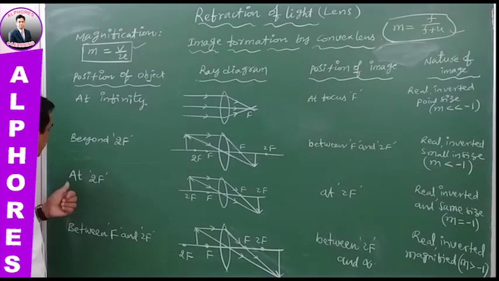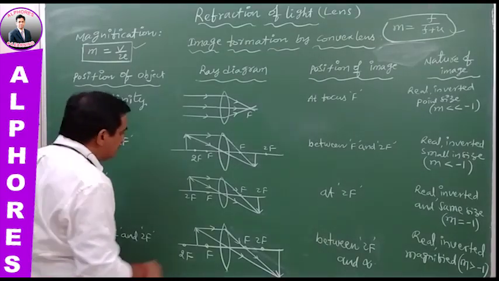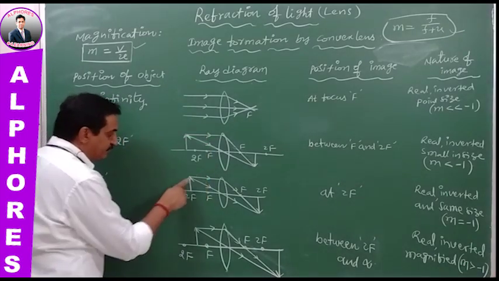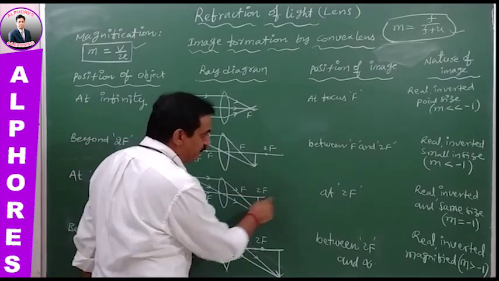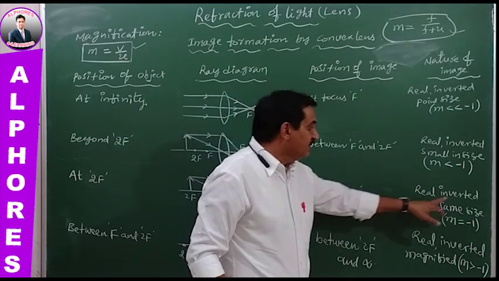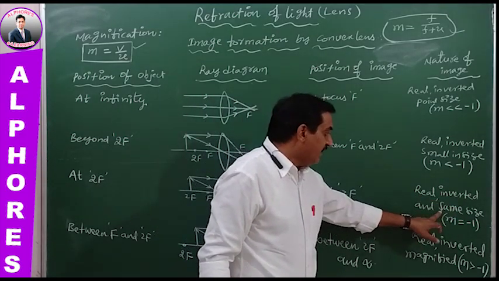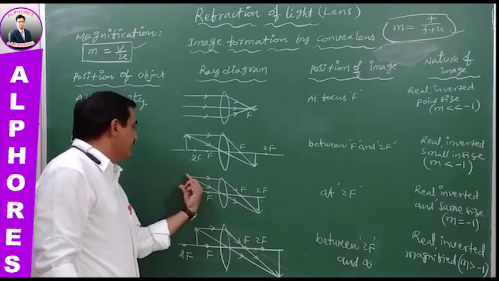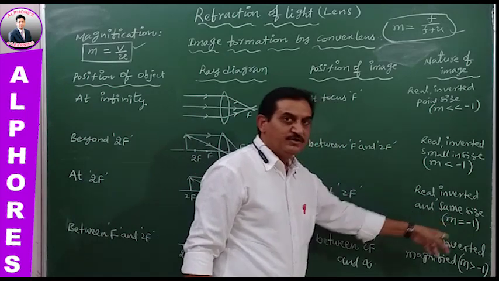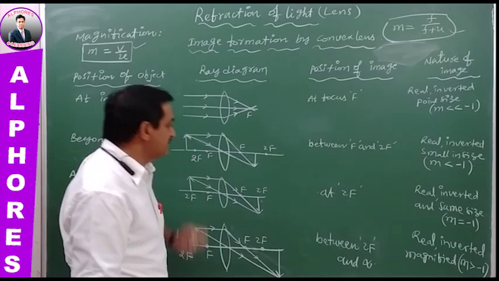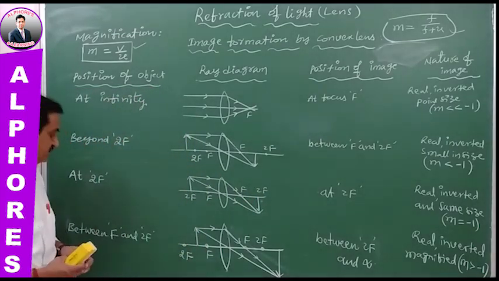Next, go for the other position, at 2F. Exactly, the object is kept at 2F. Then its corresponding image is formed at 2F. So here, the final image is real, inverted, and has the same size as the object. It is an inverted image, therefore the magnification is negative, but it has the same size as the object. So object size and image size are both equal in this case.